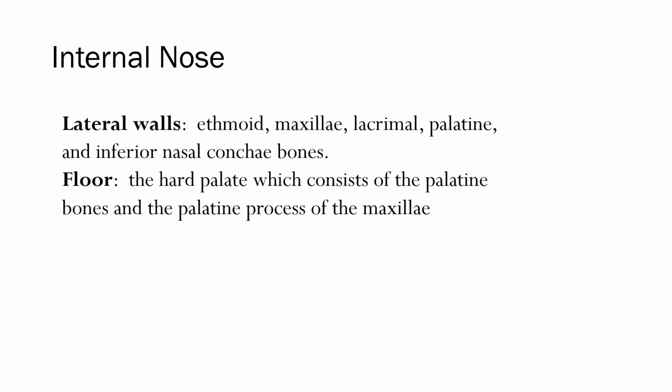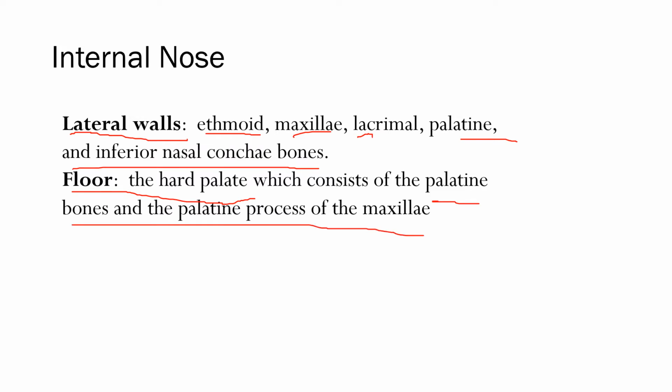So when we look at the upper respiratory, we have the internal nose and the external nose. In the internal nose, the lateral walls will include the ethmoid. These are the bones: the maxilla, the lacrimal, the palatine bones, and the inferior nasal concha bones. The floor of the internal nose is the hard palate, which consists of the palatine and the palatine process of the maxilla.